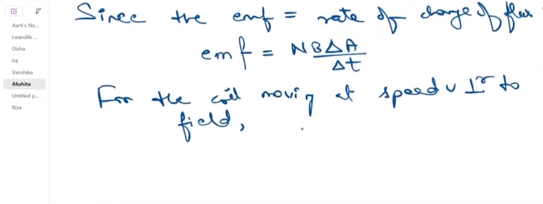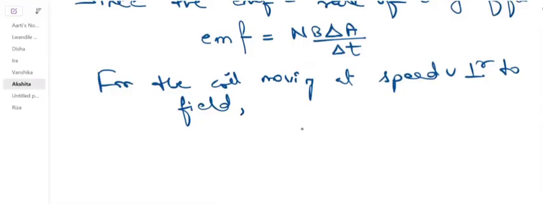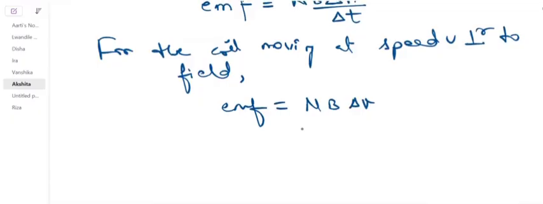So for the coil moving at speed V perpendicular to the field, it will be given by EMF is equal to NB del V. Because speed is basically the rate at which the length or area becomes closed.